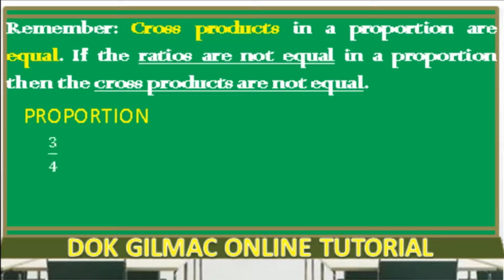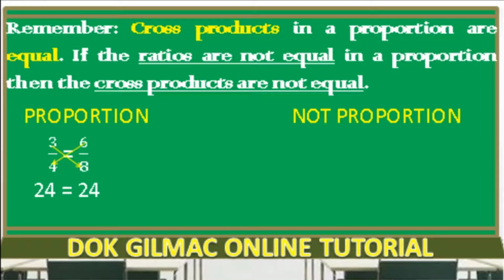Proportion, for instance, 3/4 is equal to 6/8. If we get the cross products, 3 times 8 and 6 times 4, from here we have 24 is equal to 24. For not a proportion, for instance, 2/5 is not equal to 7/8. If we determine the cross products, 2 times 8 and 7 times 5, as you can see here, 16 is not equal to 35.